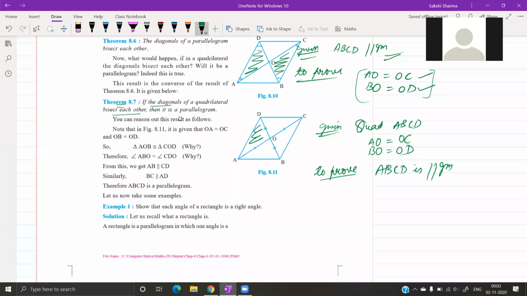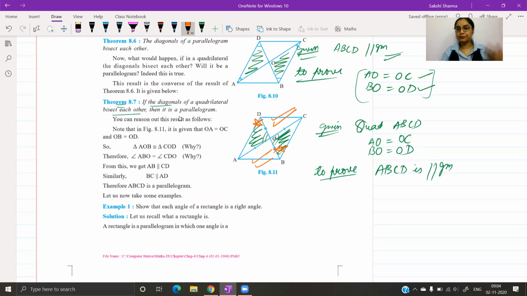Similarly, by SAS you can prove the congruence. By SAS you can take these pair of vertically opposite angles. By SAS you can prove the congruence of these two triangles, and then by CPCT the alternate angles will be equal and hence the lines containing them will be parallel. And similarly you can do it for the triangles containing the other pair.